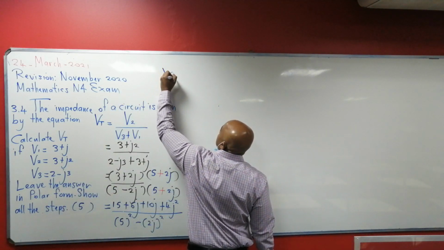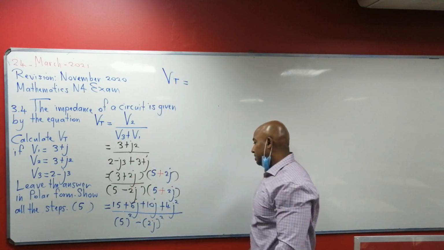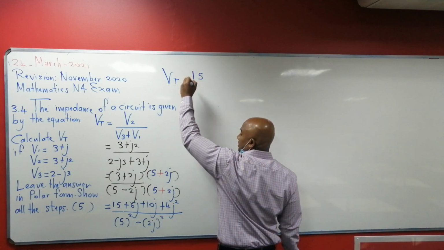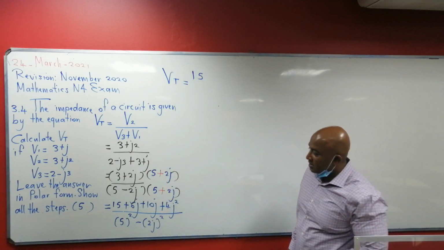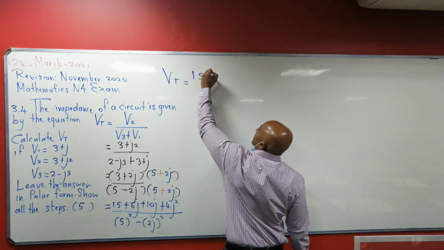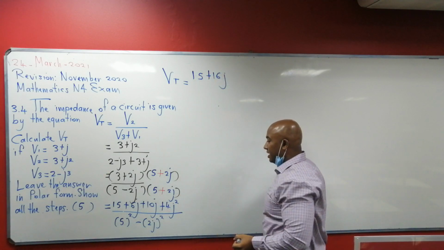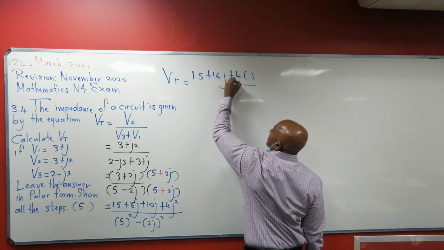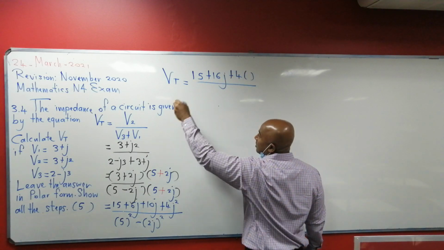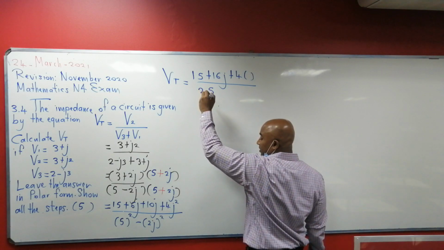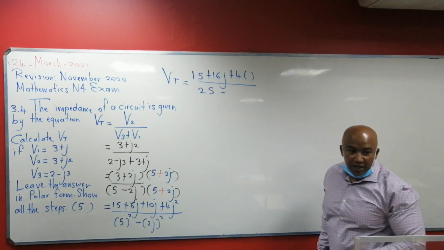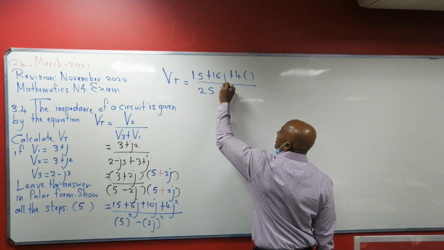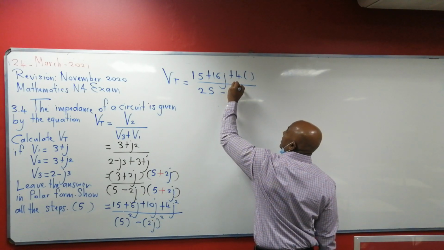Right, so let's see what we have now. So we have 15, then we got 6j plus 10j, that will be 16j, and then we got plus 4 times j squared there, and then we got 5 squared, which is 25 minus 2j all squared. 2j all squared, that will be 4j squared.